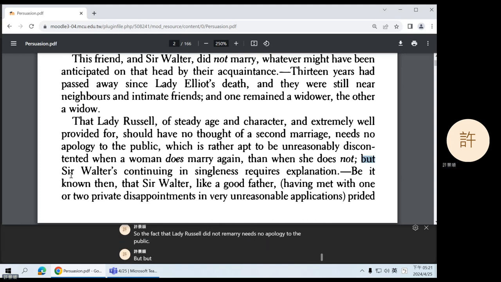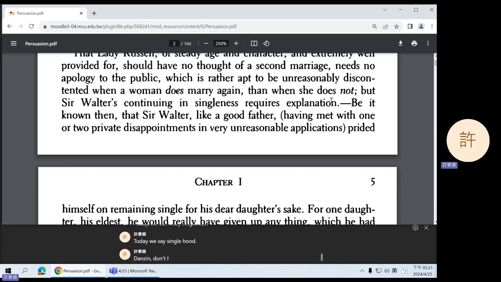But Sir Walter's continuing in singleness requires explanation. Today we don't say singleness. Today we say singlehood. 单身状态。Be it known then. So be it known is a conventional opening for an announcement. Austen is pretending that she is announcing something to us.